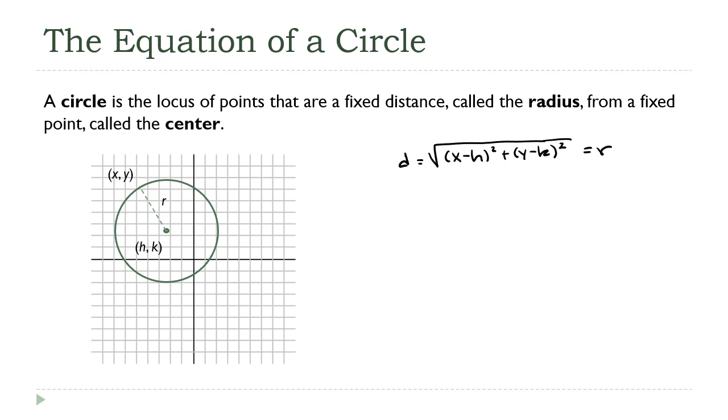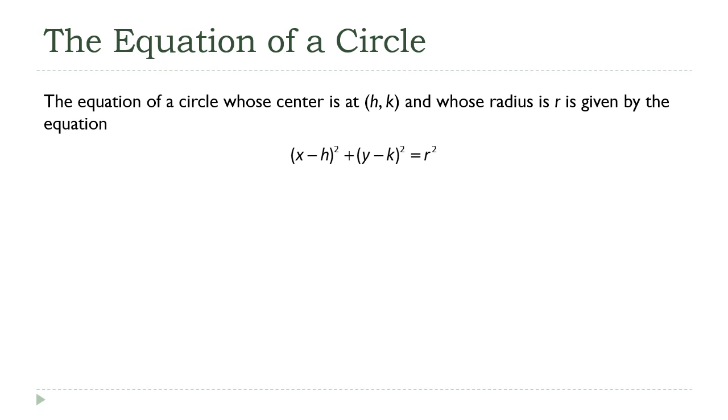And we could stop here, but it's customary to simplify this slightly by squaring both sides, which leaves us with r squared equals (x minus h) squared plus (y minus k) squared. And that is what's called the standard form of the equation of a circle.